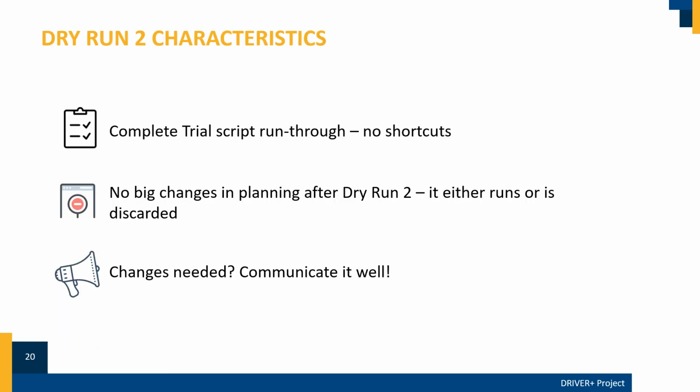The most important role of Dry Run 2 is a complete scenario run-through, without any omissions or shortcuts. Also be aware that after Dry Run 2, only minor adjustments can be made. If there are too many major shortcomings after Dry Run 2, the real trial should be postponed to enable additional adjustments, or parts of the trial should be skipped. If you do decide to implement a change, communicate it well, as nobody is expecting any changes at this stage.